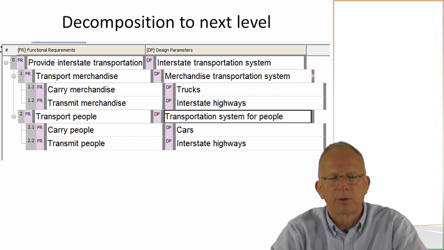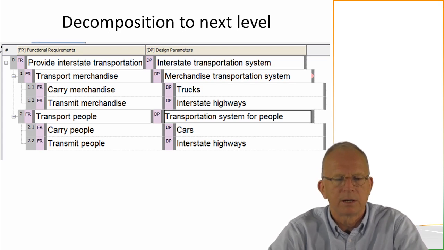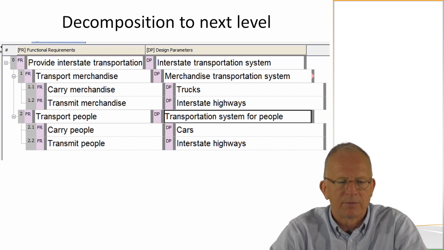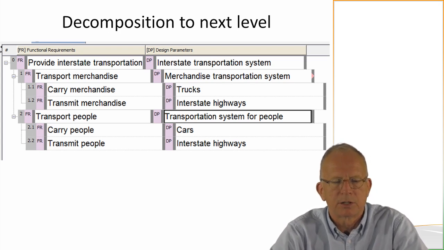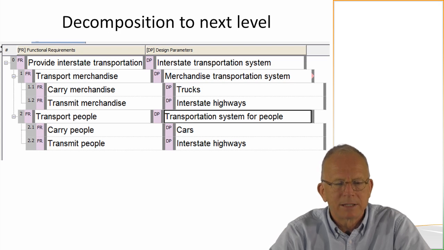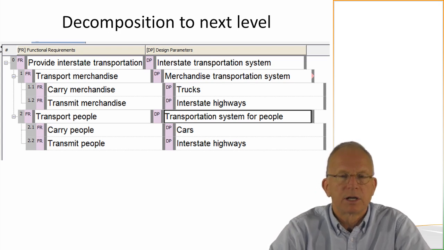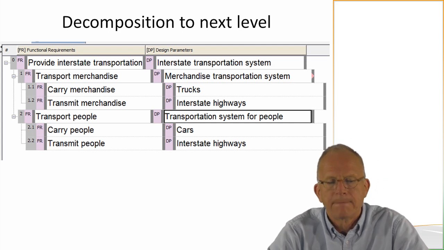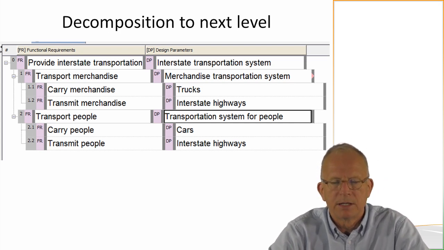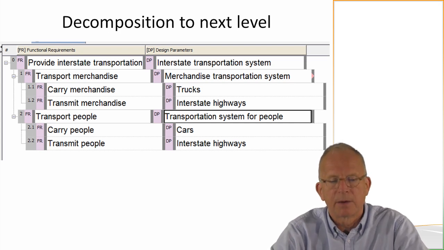Now let's decompose transport at this level. This is similar to what I talked about in an earlier lecture. We're going to decompose the noun and the verb, so decomposing the transportation into two different components: carry merchandise and transmit merchandise. To carry the merchandise, we need some sort of vehicle like a truck, and to transmit it on something, we need an interstate highway, for example. If we decompose transport people, we would carry people in cars, and we would transmit the people on the same interstate highway system.